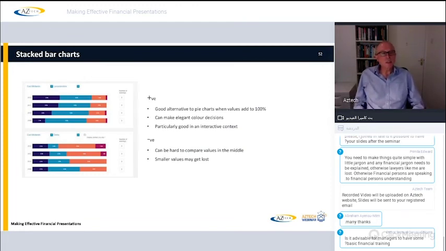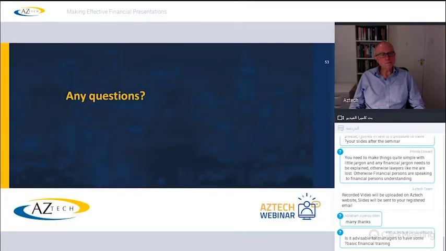Stacked bar charts are quite nice. Good alternative to pie charts. And if you choose the colors sensibly, they can be very elegant. Can get difficult to compare the values in the middle, as you can see from that illustration, and smaller values might get lost. So the rule with many of these things is in some particular circumstances, they will be very good. In others, they will quickly become less useful. So the art with the visualization is to choose the right thing for the right job at the time.